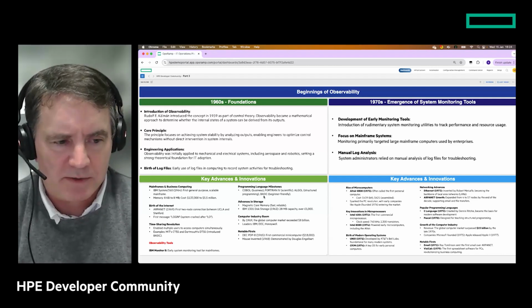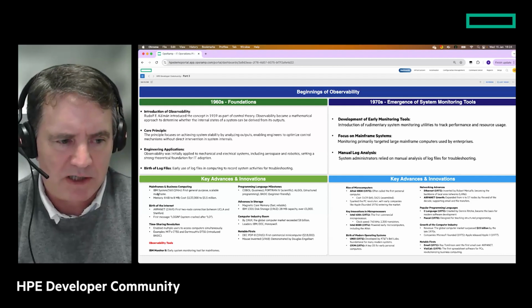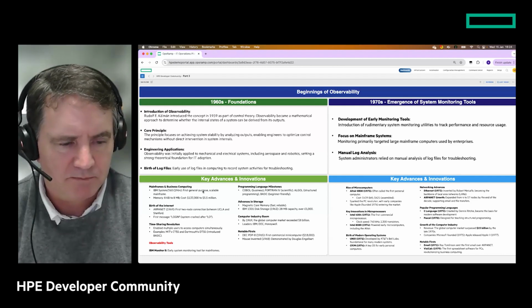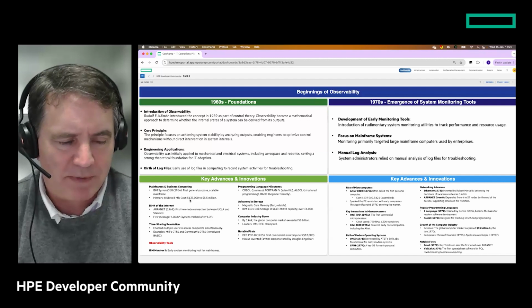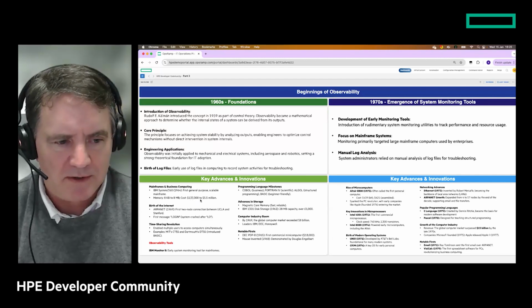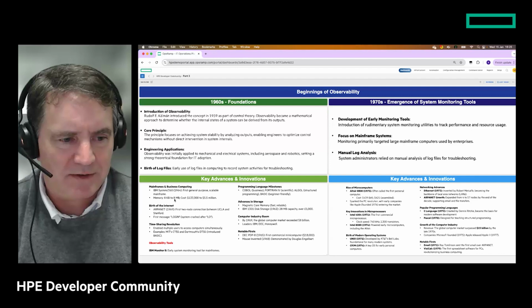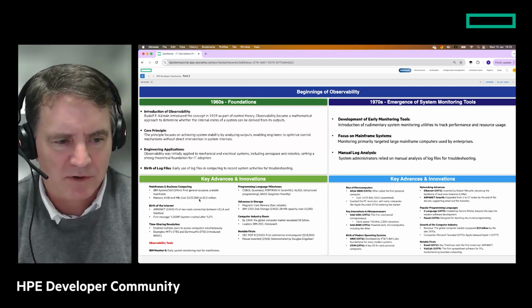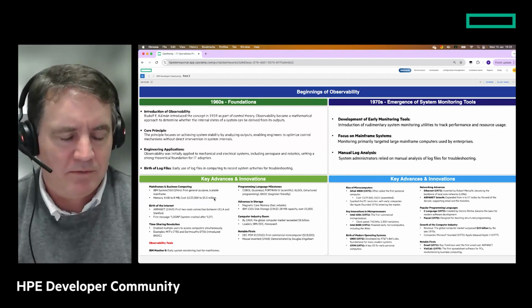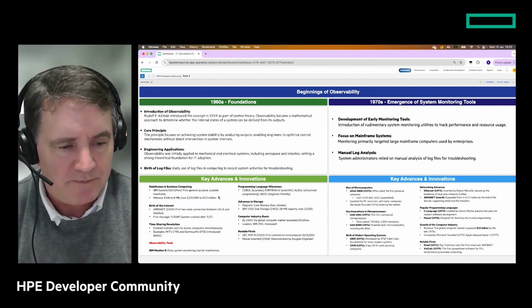So it was dominated by mainframes, okay, particularly the IBM System 360. Just the cost of things back then was astronomical. So for 8 kilobytes of memory, it was $133,000. I can't even think what that is in today's money.